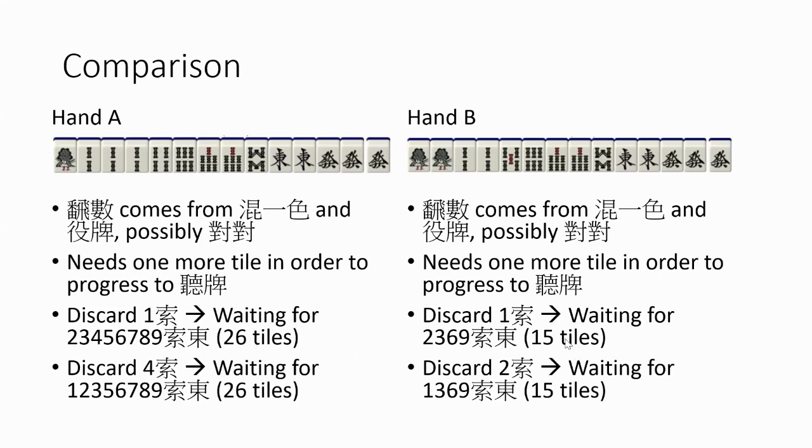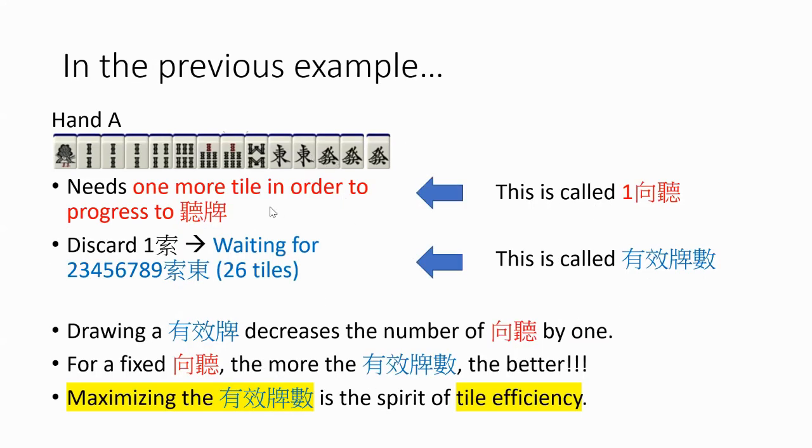From these 2 figures, you should be able to roughly have a feel that hand A should be easier in terms of getting to the stage of 叫胡, or 聽牌, okay? In the previous example, like I said, we need one more tile in order to progress to 叫胡 or 聽牌, right? So we call this 一向聽, okay. Suppose you discard 1索, then we will be waiting for altogether these 26 tiles. The 26 tiles over here is called the 有效牌數, the number of effective tiles, okay.